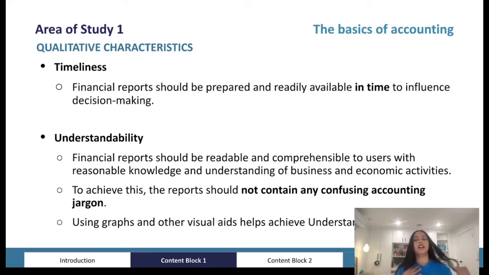And that's because you have to remember, even though the business owner will have some financial knowledge or a reasonable understanding of how business works, they're still not an expert in accounting. So our accounting report shouldn't include any jargon or confusing language. And then again, you can use visual aids to help achieve understandability. So if you have a question like, why do we use graphs in our reports? The answer would just be understandability.